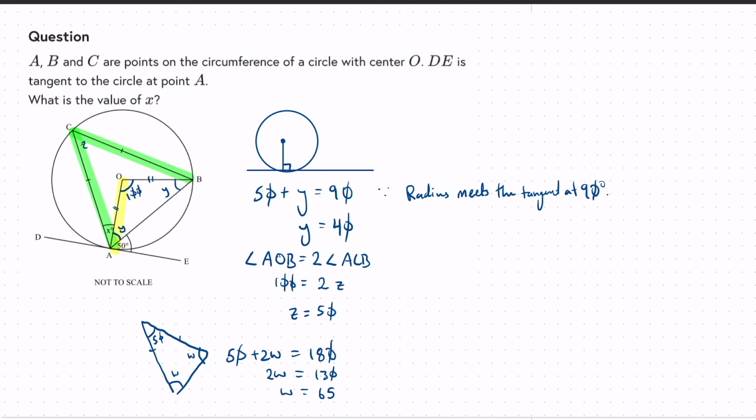But what else is W equal to? Well, as you can see, W is this angle here. W is also equal to x plus y. I know what y is: y is 40. So if 65 is x plus 40, well, minus 40 from both sides gives me x equal to 25 degrees.